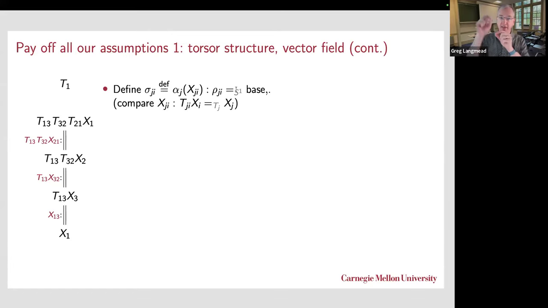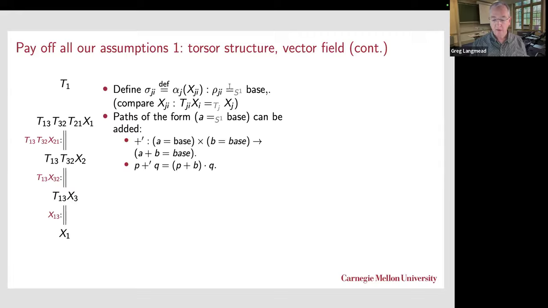So we've got these little pathlets in S1 that start who knows where, and they all end in base for each edge. Such things, some angle equals base in S1, these can be directly added using the addition of S1. We'll call it plus prime. And if you have a little pathlet from A to base and another one from B to base, you can add them with plus prime and get something from A plus B to base.